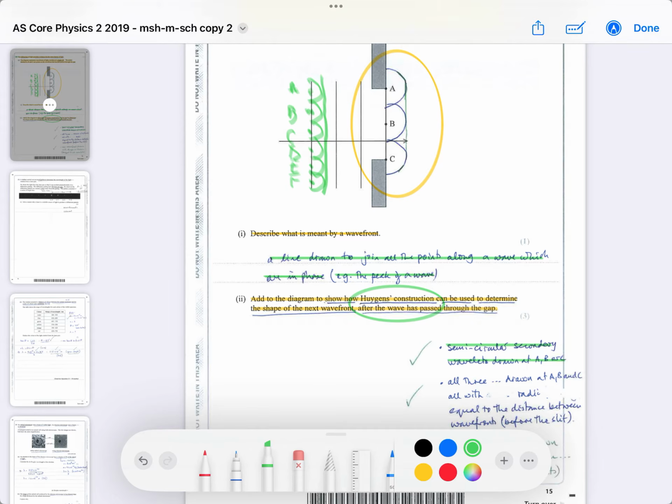You see, a straight wavefront will produce a straight wavefront using Huygens construction, as every point on the wave is a point source of a circular wave, because remember, point sources produce circular waves. So they want you to draw semicircular wavelets centered at A, I've drawn one there, centered at B, and centered at C.